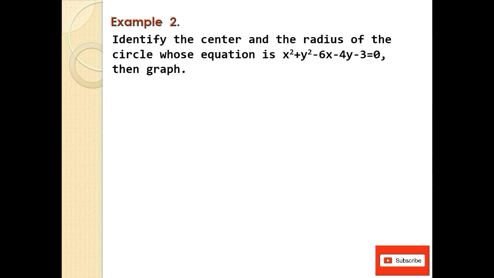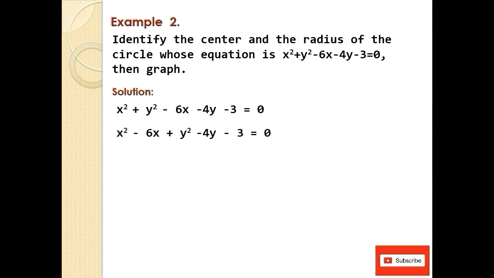Example number 2. Identify the center and the radius of the circle whose equation is x squared plus y squared minus 6x minus 4y minus 3 equals 0. Then graph. Solution. Step 1. Copy the given. Next, rearrange the terms so that similar variables are next to each other. And then, we isolate the constant. Next, group the terms with similar variables.